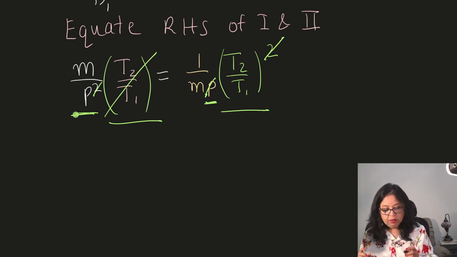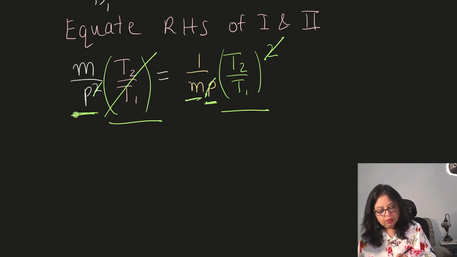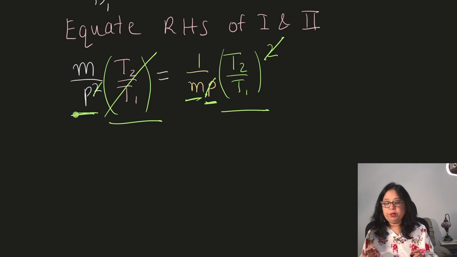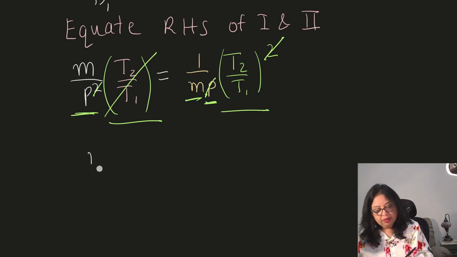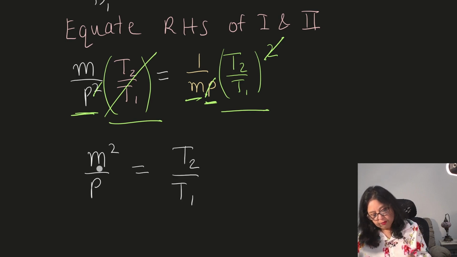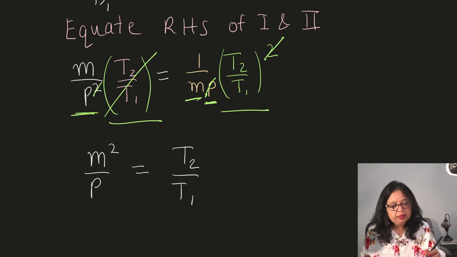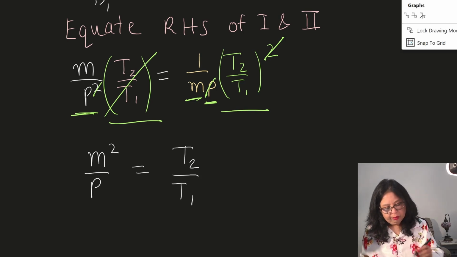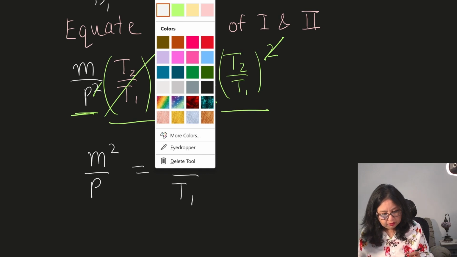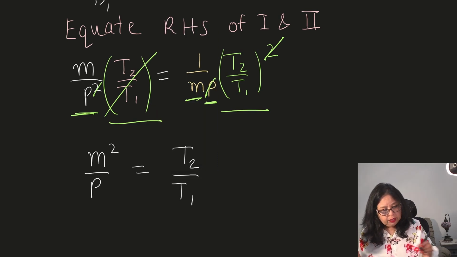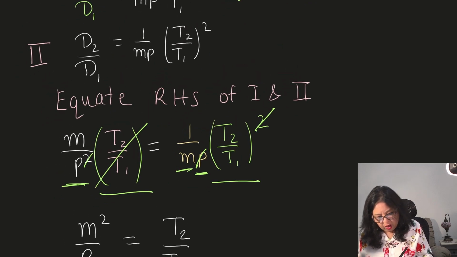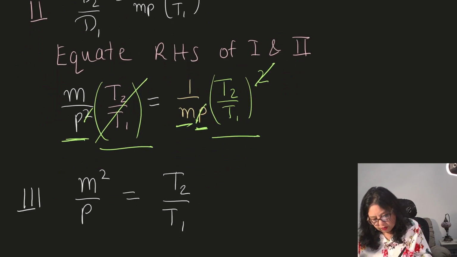Okay. Now, the m here, nothing I can do with this. So I'm going to multiply both sides of this equation by m. What does that give me? M squared over p equals T2 over T1. Swap left and right if you wish. I wish to do that. Not yet though. Let's leave it. So call it equation number 3.